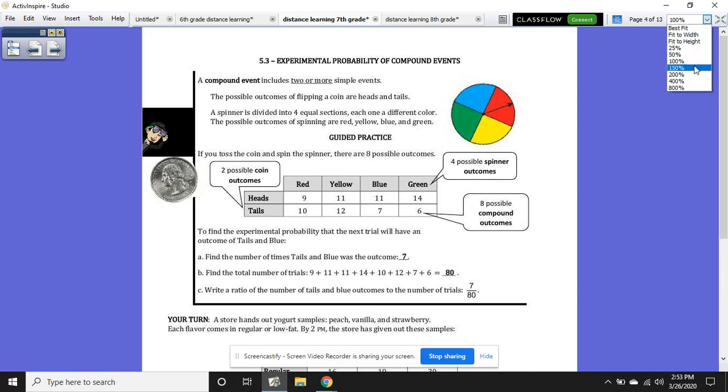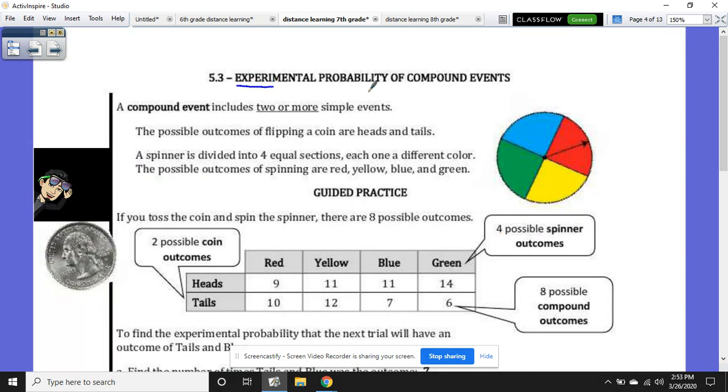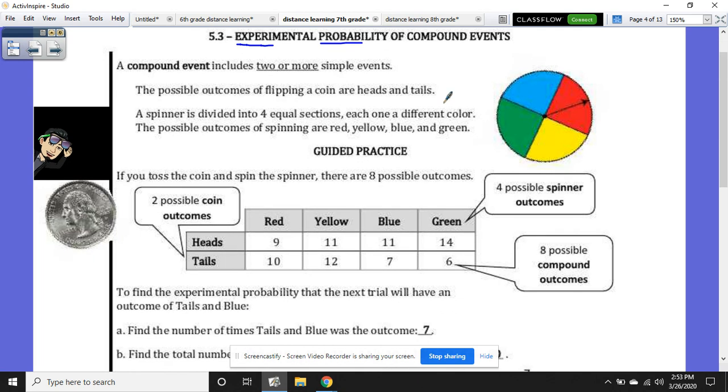Okay. So on page 1, we're talking about experimental. I'm not sure if that was a mistake on their part because they put theoretical, but we're working with experimental. So some stuff that you might already know: a compound event includes 2 or more simple events, like spinning a spinner, rolling a die, picking whatever out of a bag. That's an event, right? A simple event.